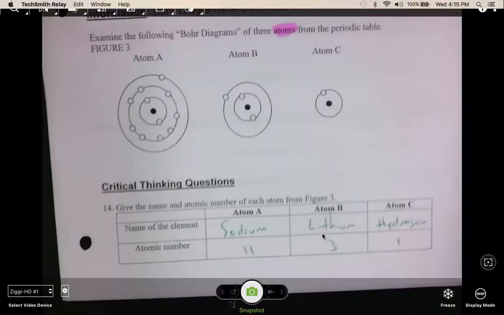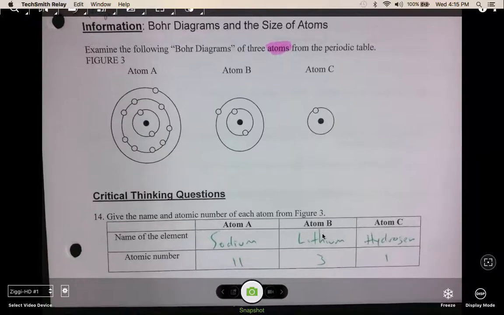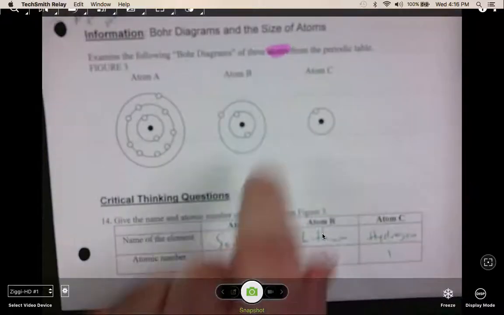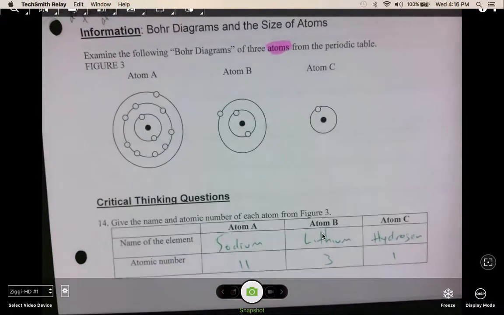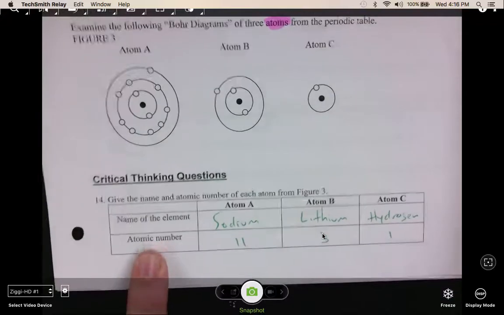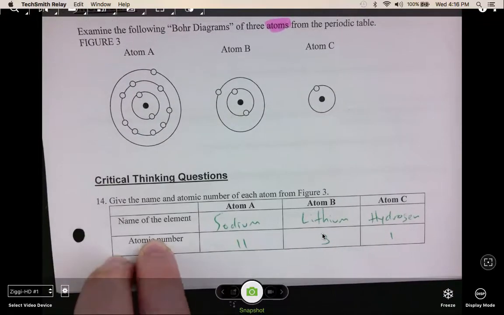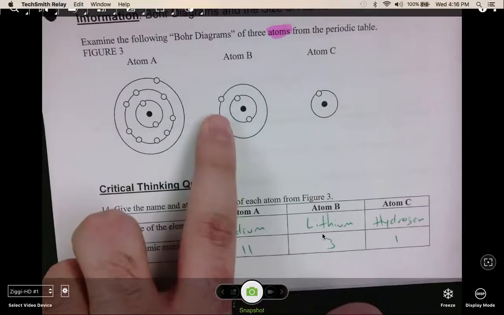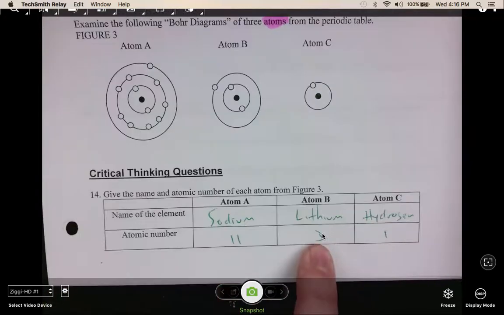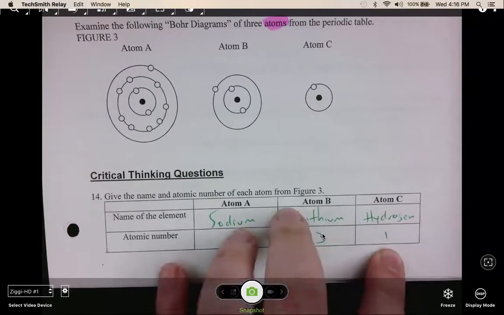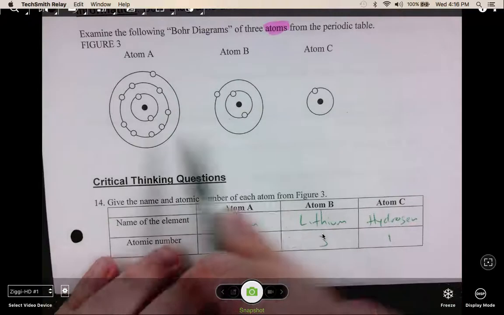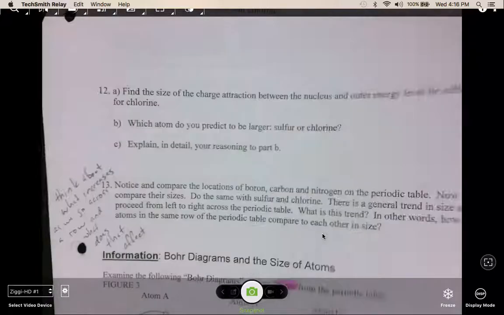So then next we are on some Bohr diagrams and size of the atoms. So we're looking at some Bohr diagrams for atom A, B, and C. I highlighted atom because that tells us that protons equal electrons. So in that way we can easily answer stuff like question 14. So in question 14, we can figure out that there are 11 electrons, so the atomic number is 11, that's sodium. Lithium is the atom B because it has an atomic number of 3, that's lithium. And then hydrogen 1 because it has 1 electron, so it has 1 proton, so then it must be hydrogen. Using these Bohr diagrams, you should be able to answer the next couple questions, 15 through 21.